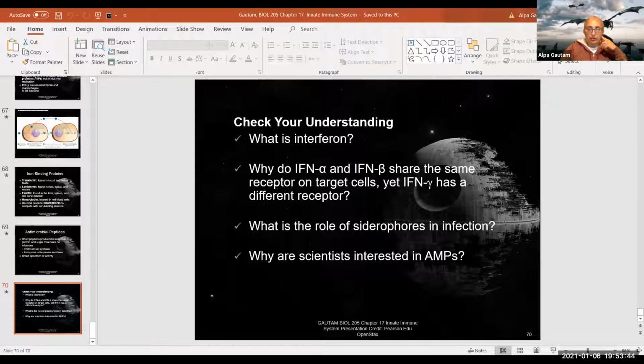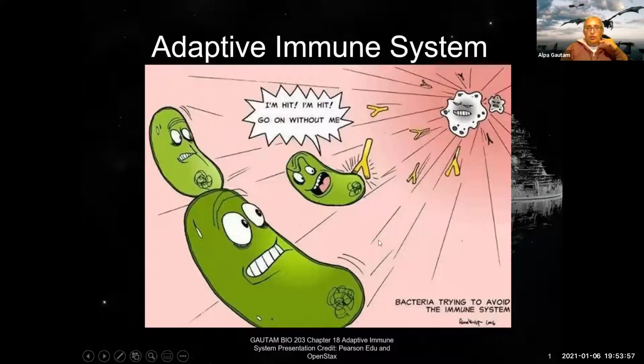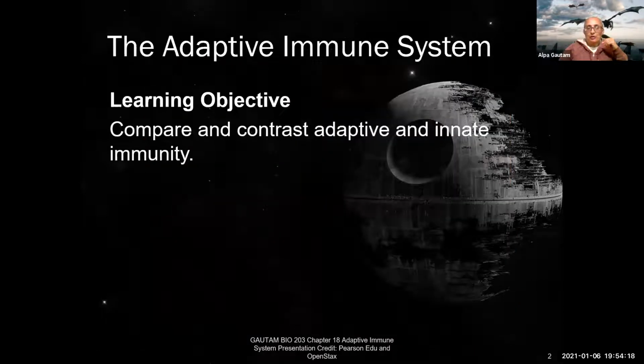So we go on to now looking at the adaptive immune system. I thought this was hilarious because here are these bacteria, right? And they're getting chased by neutrophils, but they're also getting shot with these antibodies that are out to get them, right? So that's what we will learn about in the adaptive immune system component.